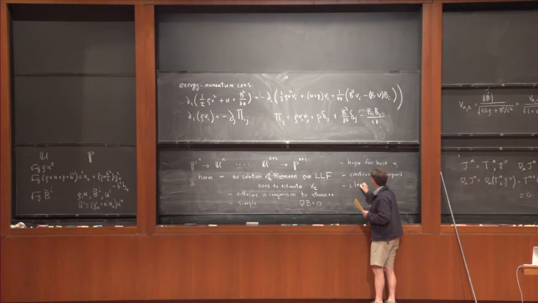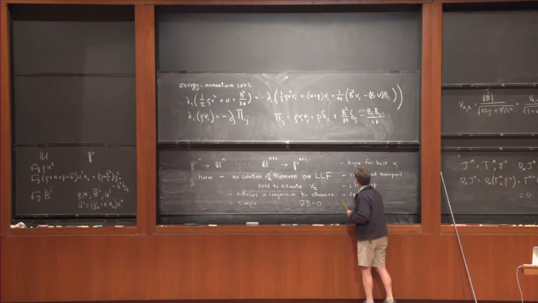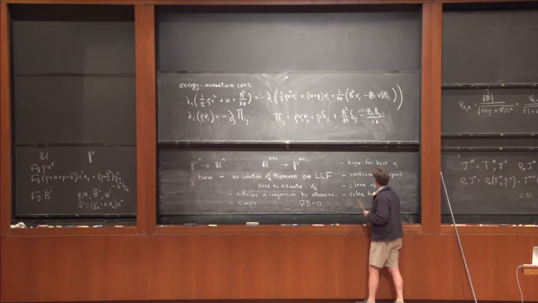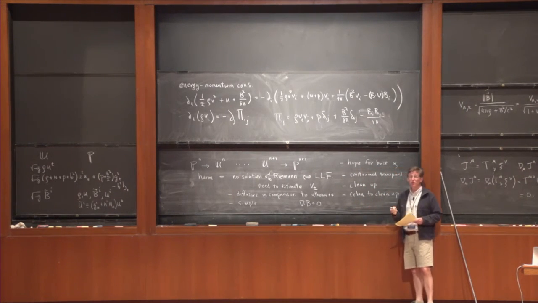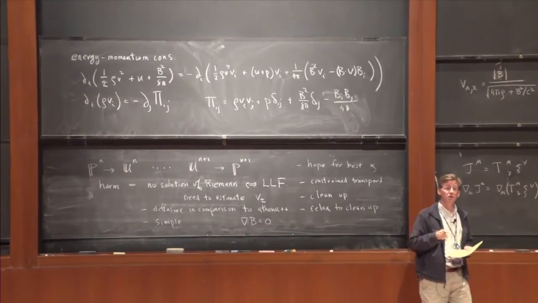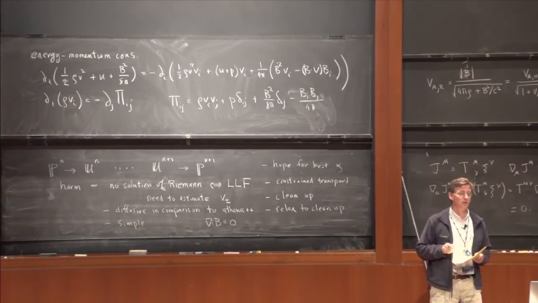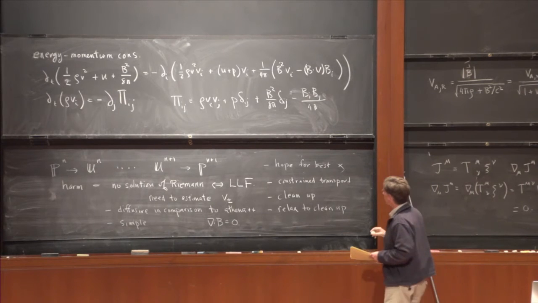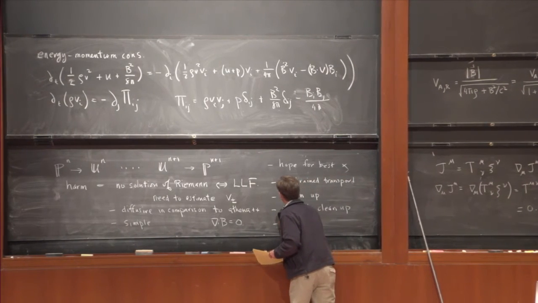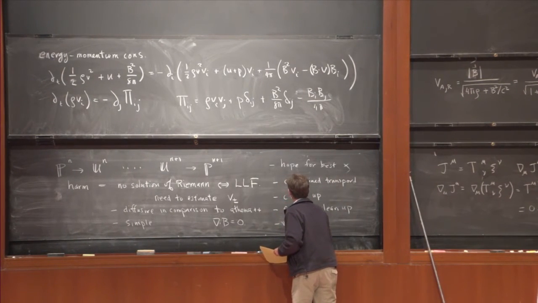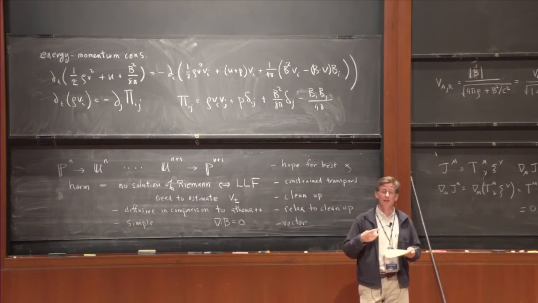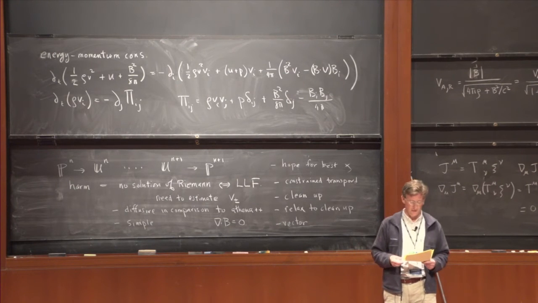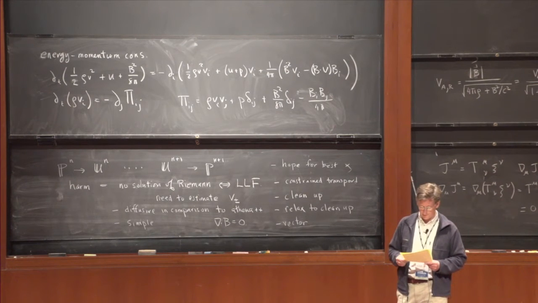Clean up after yourself. Relax to clean up. And then the final approach, which is used in the Illinois GRMHD code, so that's the Shapiro group code, is to evolve the vector potential. And then you take a derivative of the vector potential to get the magnetic field, and that's guaranteed to be divergence-free. Okay.